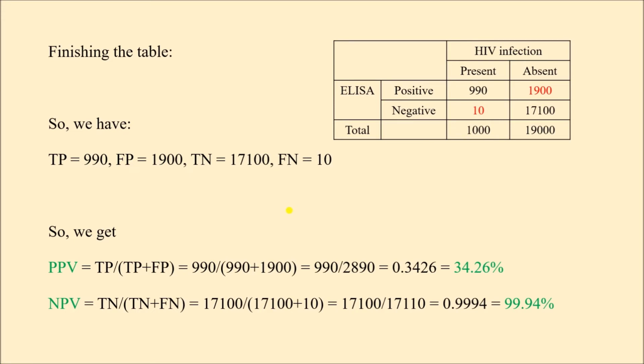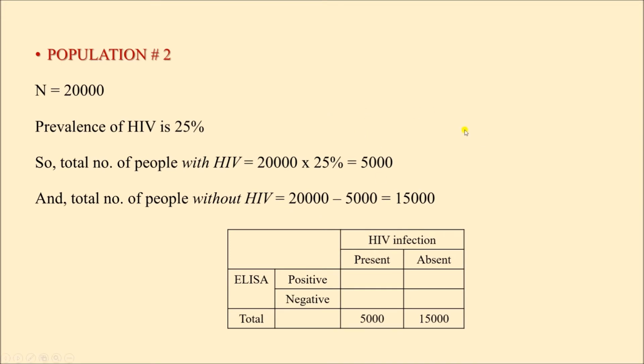Now we move on to population 2. Population 2 also has 20,000 people in it, but the prevalence of HIV is 25%. So similarly, we can know the number of people with HIV infection in this population is 25% of 20,000, that is 5,000 people. And the people without HIV should be the rest of the people, that is 20,000 minus 5,000, that is 15,000 people. So again we have the first part of our table here. HIV infection present in 5,000 people and infection is absent in 15,000 people.